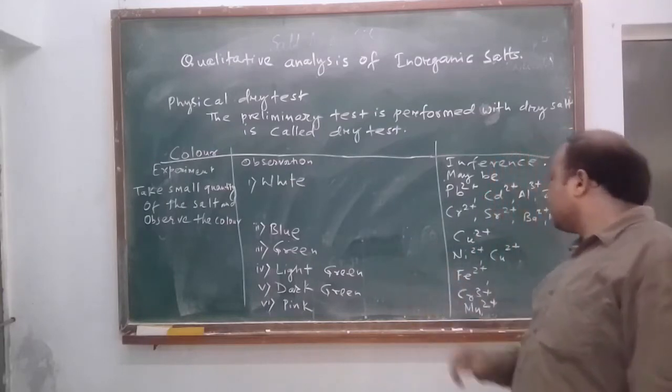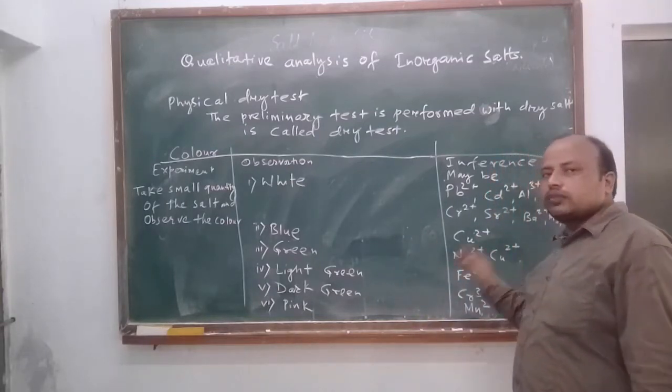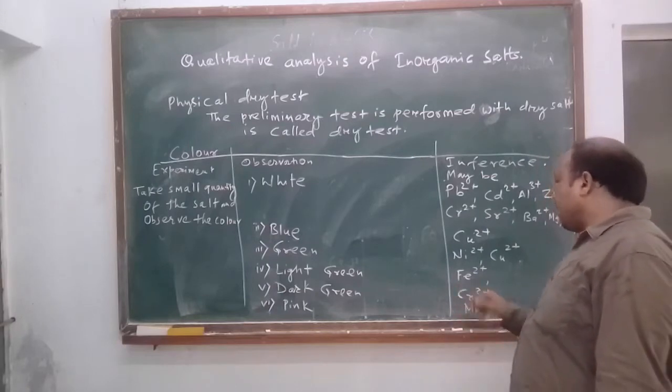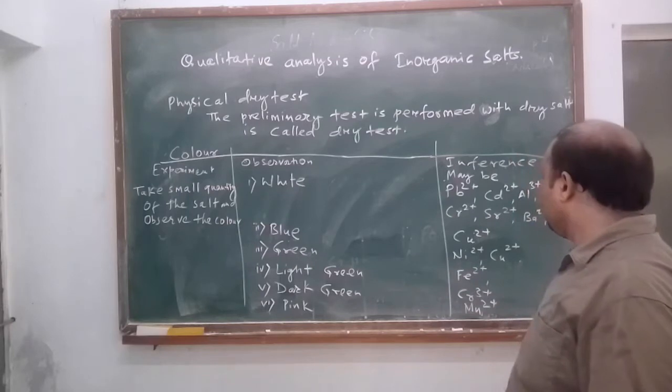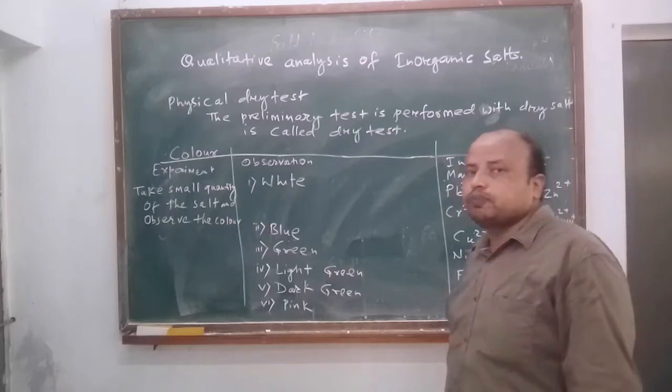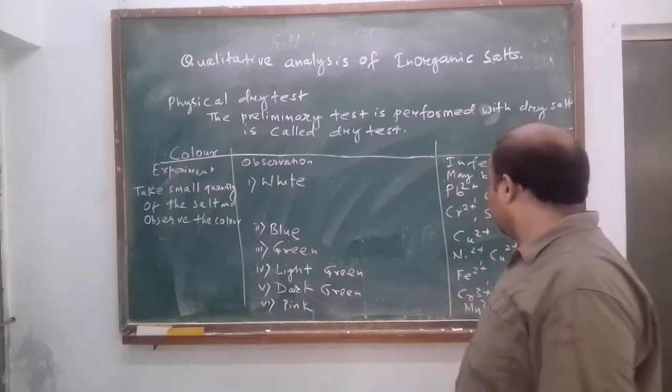If it is green in color, it may be nickel or it may be copper. If it is light green, it may be ferrous salt. If it is dark green, it may be chromium salt. And if it is pink, it may be manganese salt.